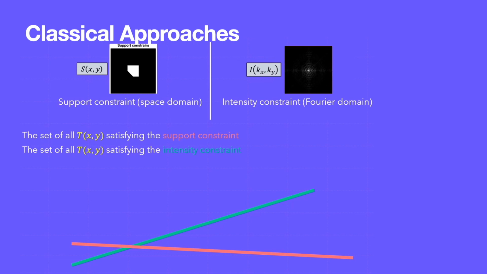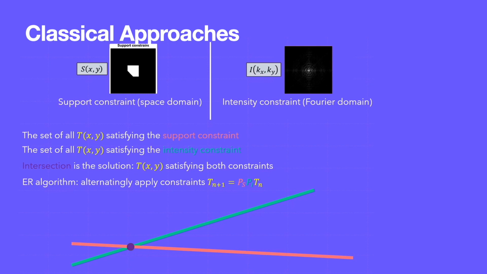We can interpret these algorithms geometrically. This is like the projection onto convex sets methods discussed in the tomography lecture. We have a set of all functions satisfying the support constraint, and a set of all functions satisfying the Fourier intensity constraint, and we want to find a solution which is the intersection of these two sets. The error reduction algorithm, ER algorithm, alternatingly enforces these two constraints like this, and geometrically enforcing these constraints corresponds to projection to that set and finding the closest point in that set.